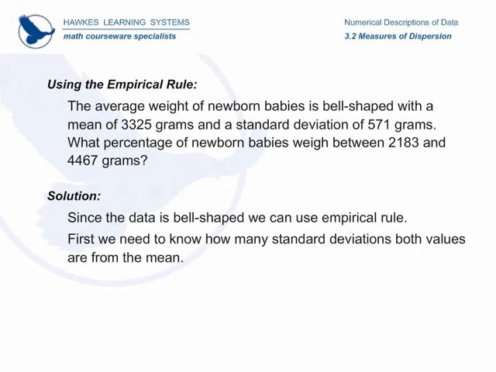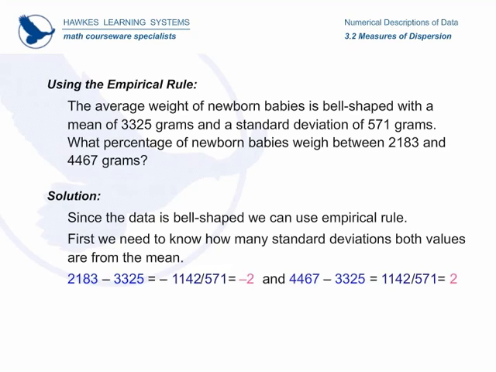First, we need to know how many standard deviations both values are from the mean. So we do our calculations to find that out. We take the 2,183 and subtract it from the 3,325, and that gives us a negative 1,142, divided by our standard deviation of 571, and that gives us a negative 2.